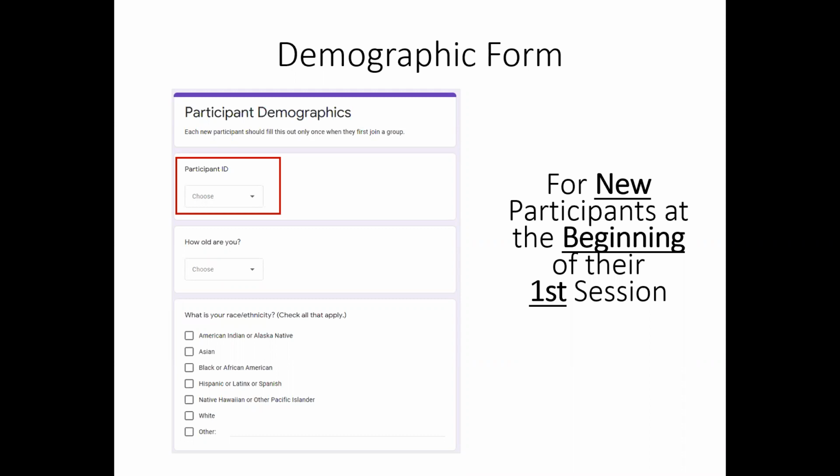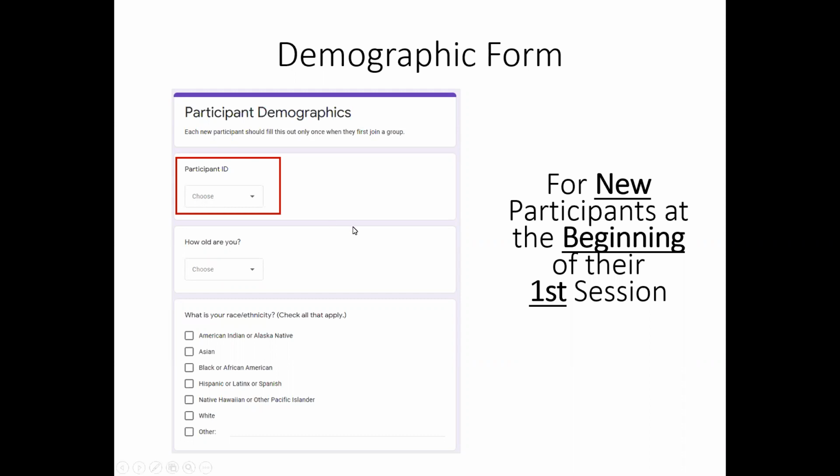So as you go to send out that demographic form for new participants at the beginning of their first session, we recommend that you also send them their ID individually when you ask them to take a survey, likely through a chat feature, whether you're using Zoom, Google Hangouts, Teams, or Facebook. All of these should have individual direct messaging features where you can share that information just with them.